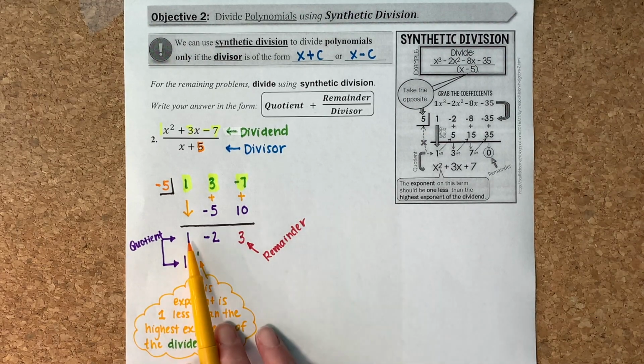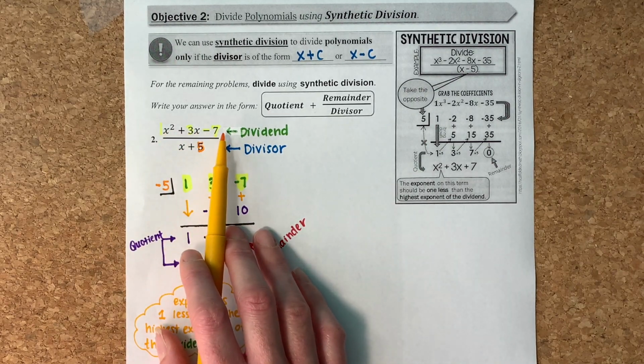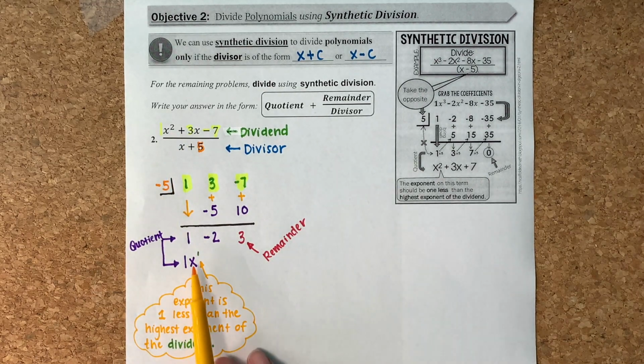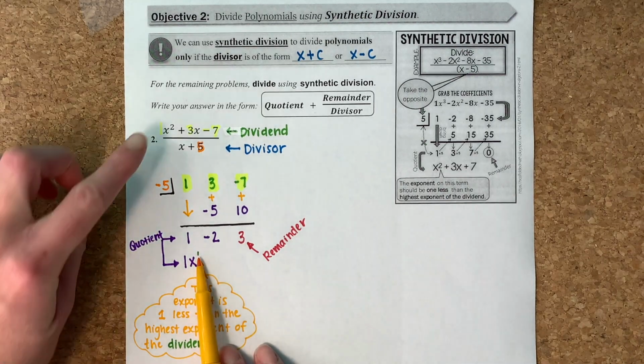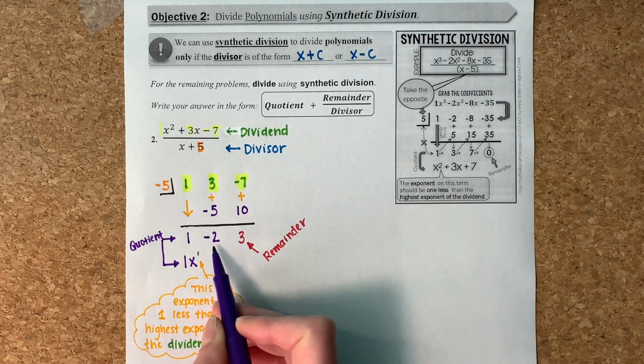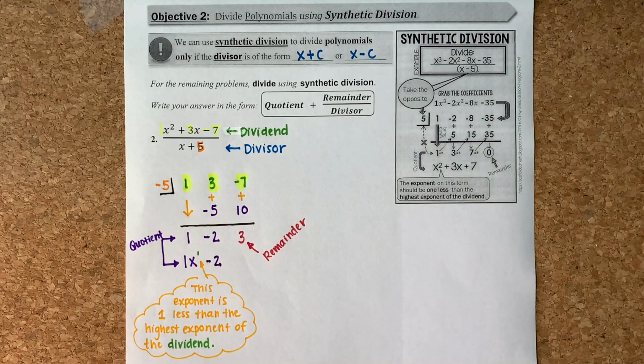Again, when you're deciding what variable to attach to the first number in your quotient, you look at your dividend, which is the numerator here, and find the highest exponent in your dividend, which is 2, and the variable that you attach to the first number in your quotient should be 1 less than that. So 1 less than 2 is 1. Then the number next to your remainder is always just a constant, so we'll just bring down the -2 and we won't attach a variable to it.